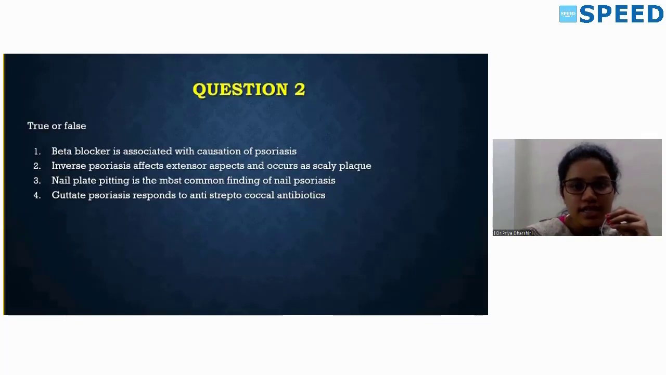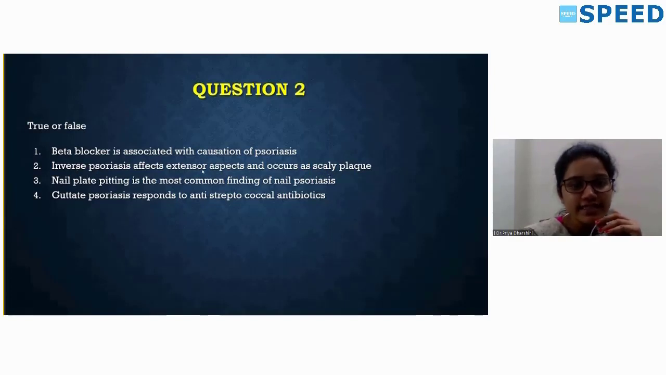Next one, inverse psoriasis affects extensor aspects and occurs as a scaly plaque. So in this sentence, what you can see here is inverse psoriasis. Psoriasis usually occurs on the extensor aspects of limbs. But in inverse psoriasis, it affects the flexural areas. In flexural areas, usually it will be moist and exposed to more friction, and it will be macerated, it won't have scales. So this is a wrong statement.